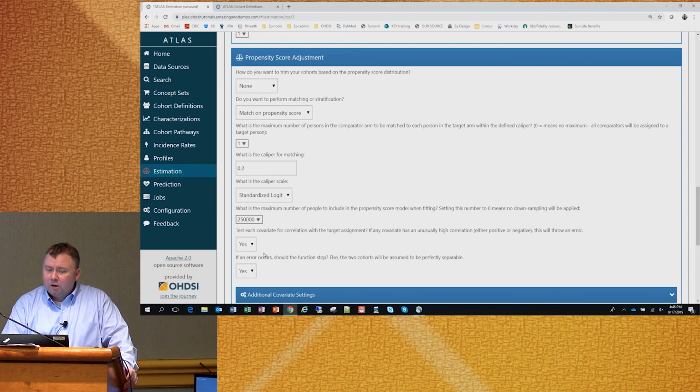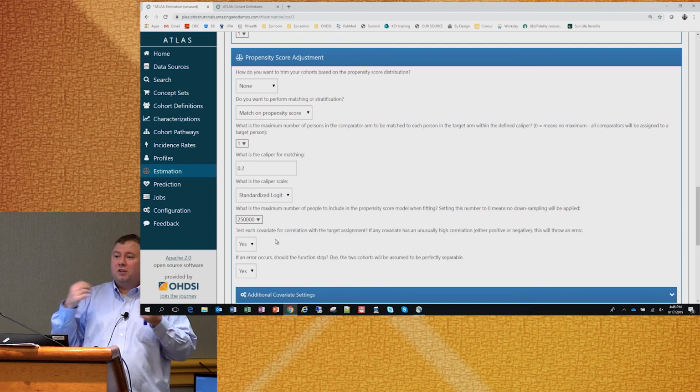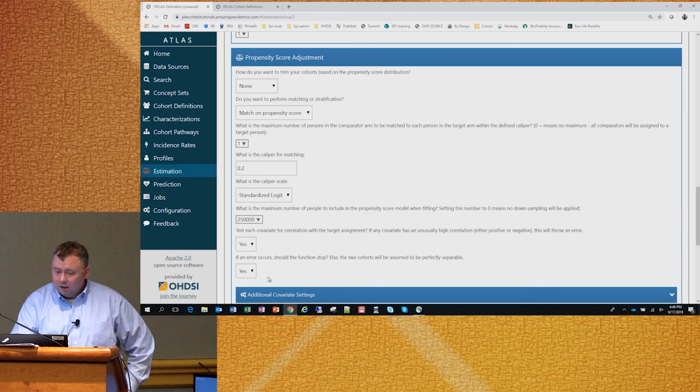And then there are parameters here associated with some technical diagnostics that will be reported out from the system. There's a check on every covariate, because if there's high correlation between covariates and treatment assignment, that might actually cause us instability, so you can check for that. And also, we can configure the code to make sure that it stops if it hits an error. Okay?